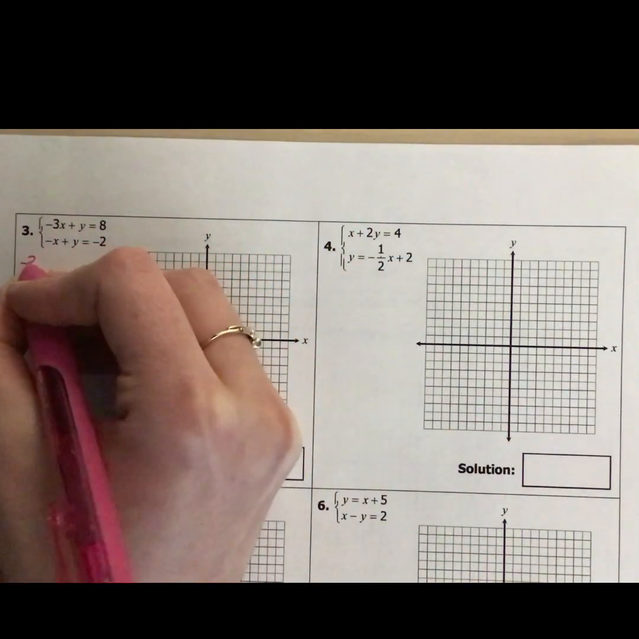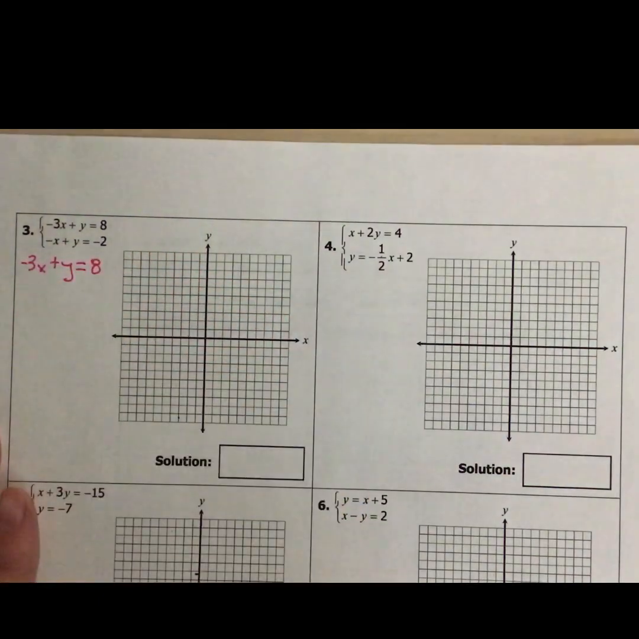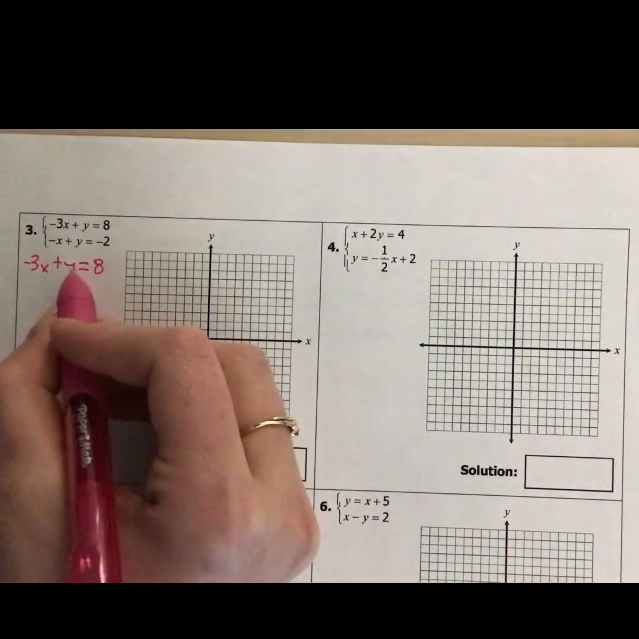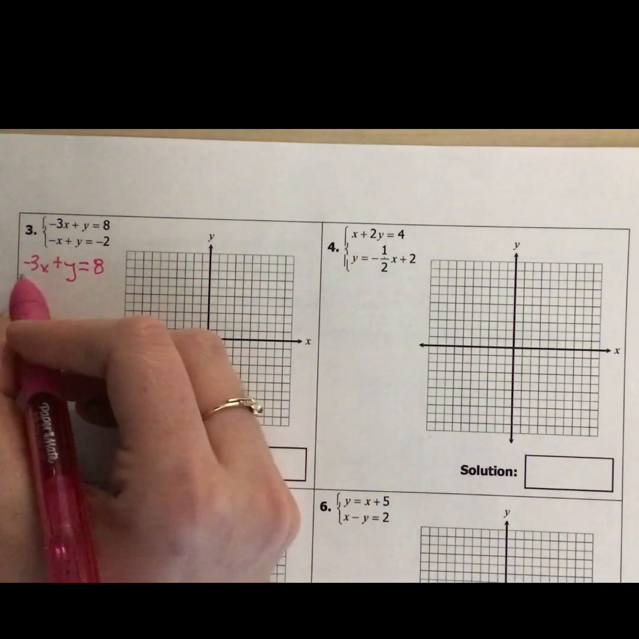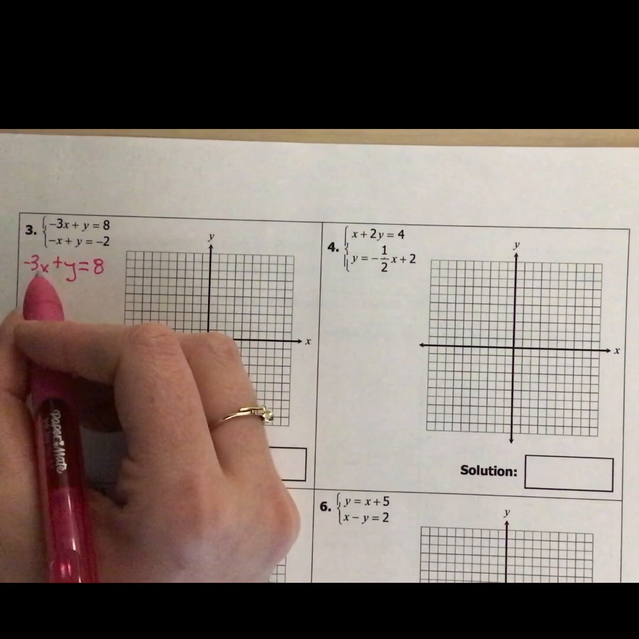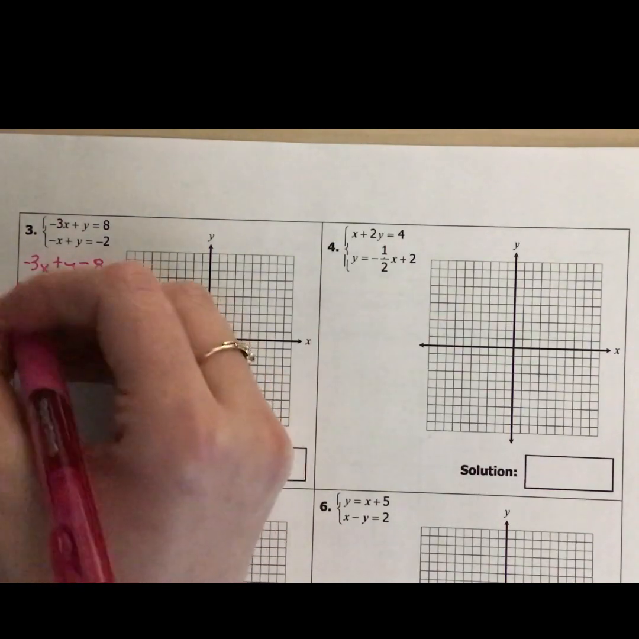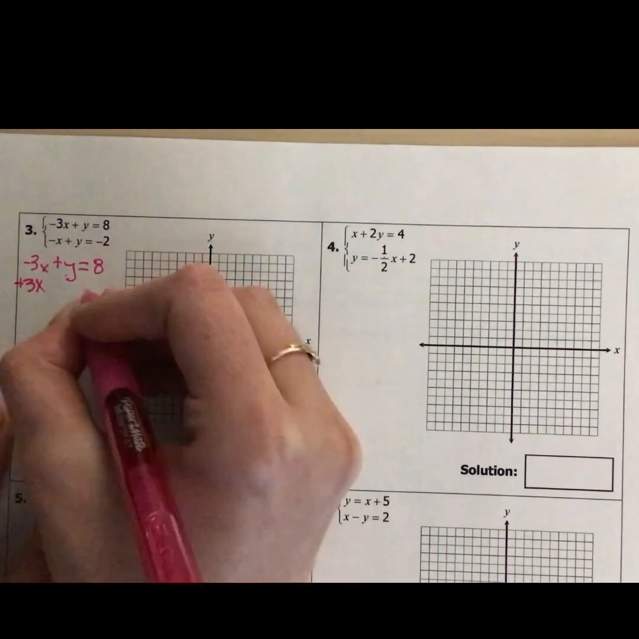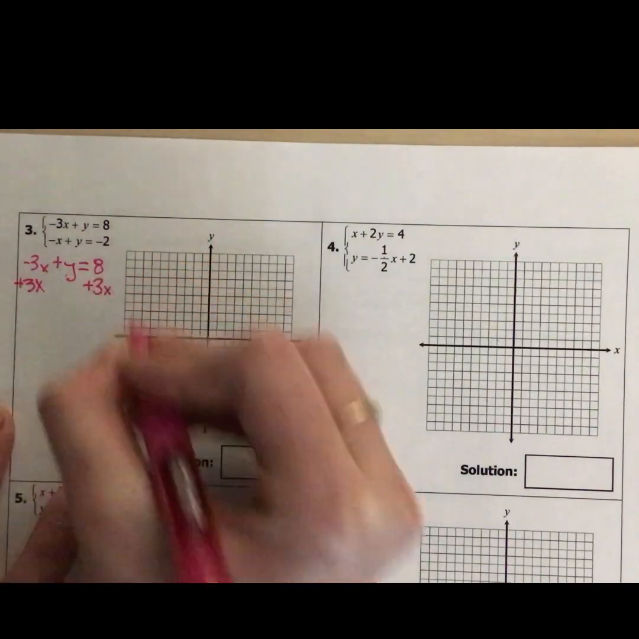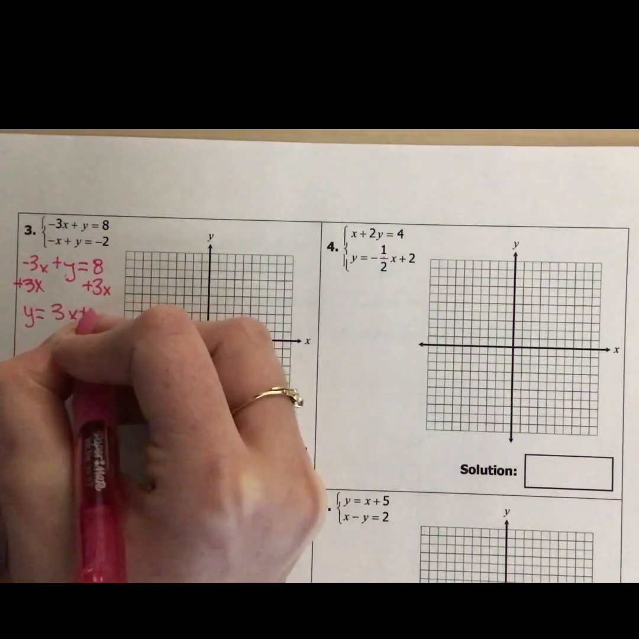So we have -3x plus y equals 8. Well, to get y by itself, I need to get rid of anything else that's on this side with it, which would be this -3x. To move that off of the side with y, I need to do its opposite. So that means I need to add 3x to both sides. So now I have y equals 3x plus 8.